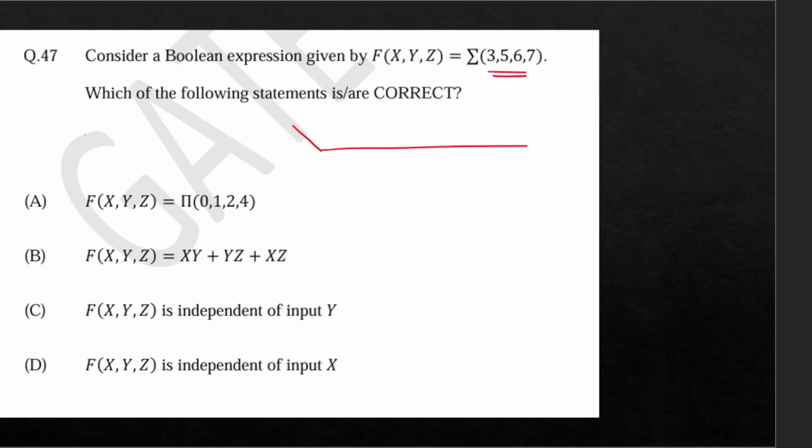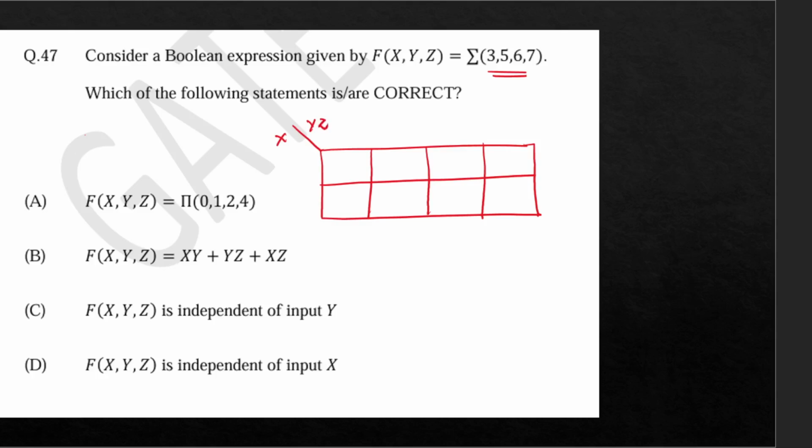Like this it will be. It will be of 8 cells, so let's write the 8 cells. Here will be X. Here will be YZ. It will be like this. This will be 0. This will be 1. This will be 00, 01, 11, and after that 10. Like this it will be.